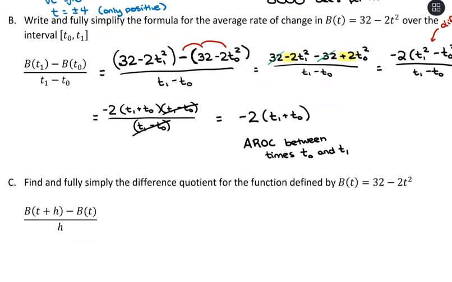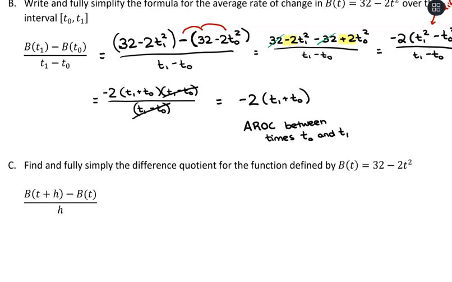Okay, so what if we think of this a little differently of using that difference quotient format? So with that, we would use b of t plus h minus b of t over h. So b of t is given to us right here, but if I wanted to have a simpler form for b of t plus h, I could do a little side work first. So 32 minus 2 times t plus h. And we're going to go ahead and square that.